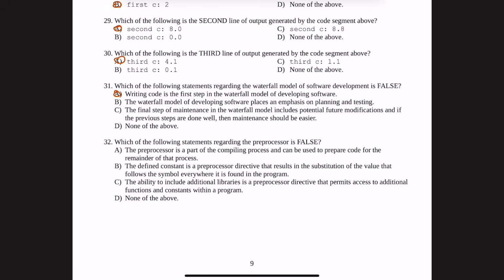B, the waterfall model of developing software places an emphasis on planning and testing. Well, like I just said, there's a lot of steps that come before you actually create your code. And then once you do create your code, you're going to test and update and maintain it, right? So that's true. C, the final step of maintenance in the waterfall model includes potential future modifications. And if the previous steps are done well, then maintenance should be easier. Again, that's exactly how it works.